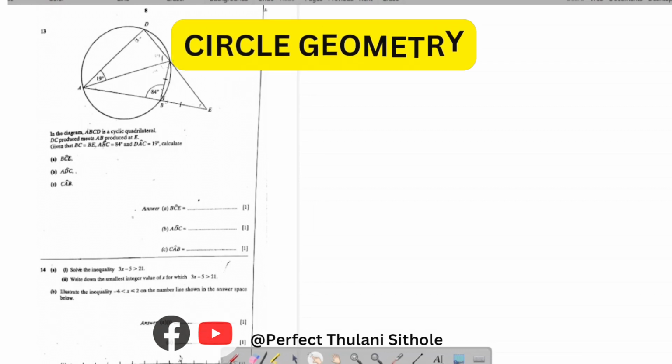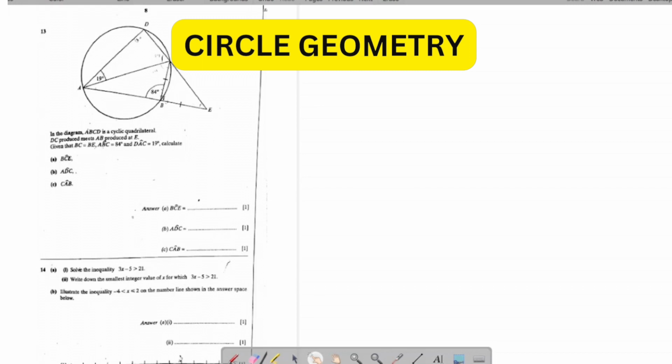Today we are going to do circle geometry. And in this topic we have to know about 22 theorems.